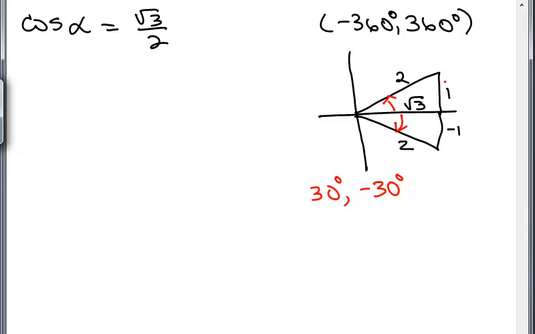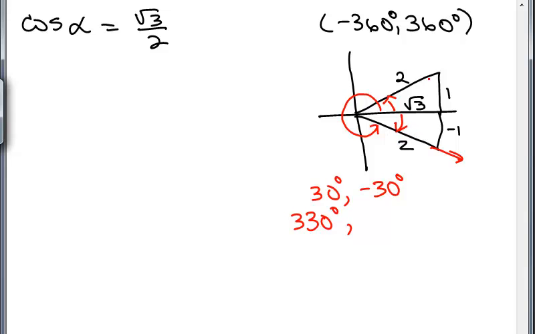But I can also end in the same spot right here by going in the positive direction, right? And so that is 330 degrees. Okay.